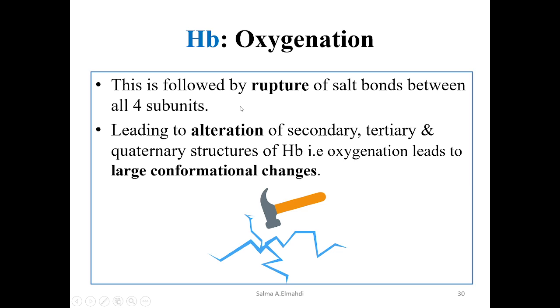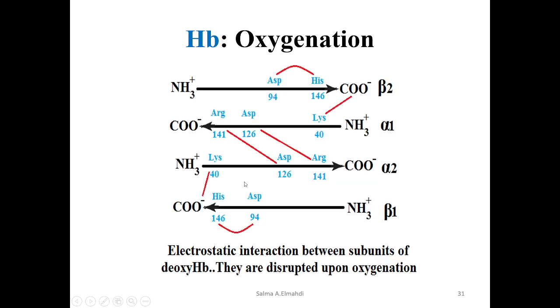Oxygenation of hemoglobin requires rupturing of salt bonds between the four separate subunits, and this will of course alter the secondary, the tertiary, and the quaternary structure of hemoglobin. So the mere binding of oxygen leads to a large conformational change within the hemoglobin molecule. These are the salt or electrostatic interactions we are talking about.